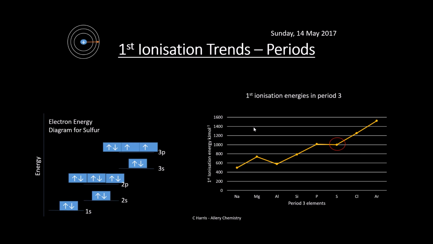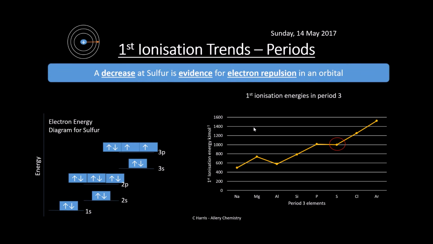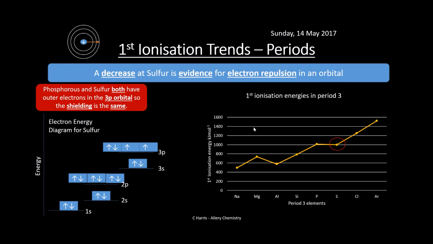Okay, let's have a look at the dip at sulfur. This is a little bit trickier, but a decrease at sulfur is evidence for electron repulsion in an orbital. Remember we were talking about electron repulsion just before in that orbital. So phosphorus and sulfur, they both have outer electrons in the 3p orbital. Okay, so there's no extra shielding here, so it's all the same.